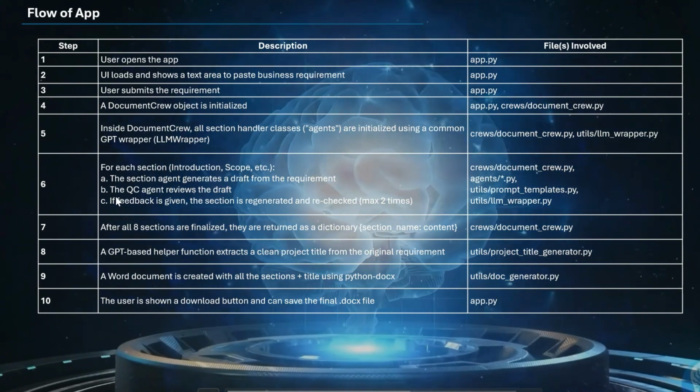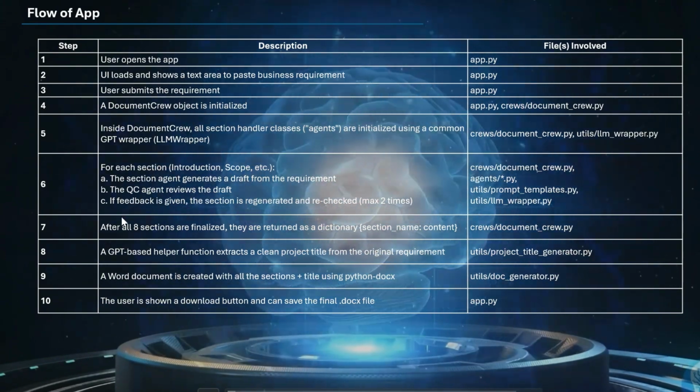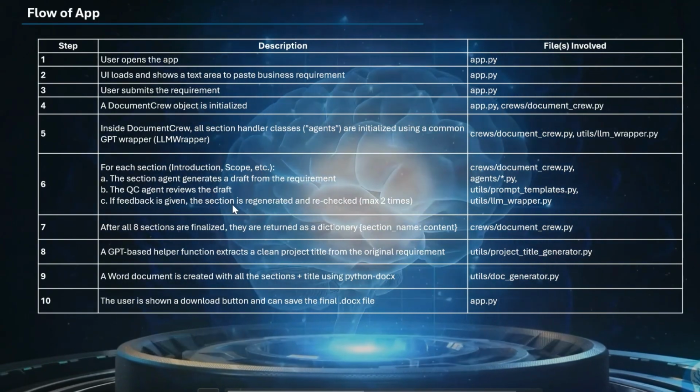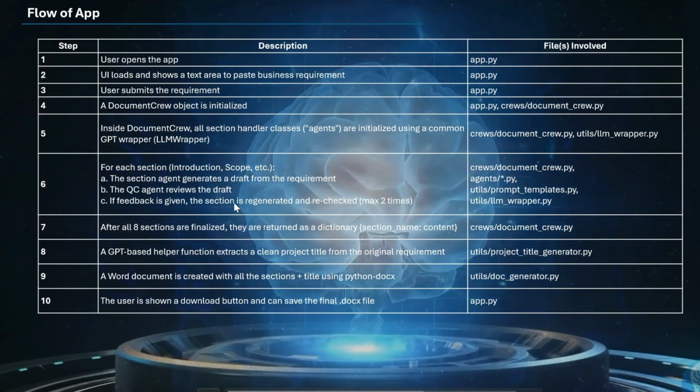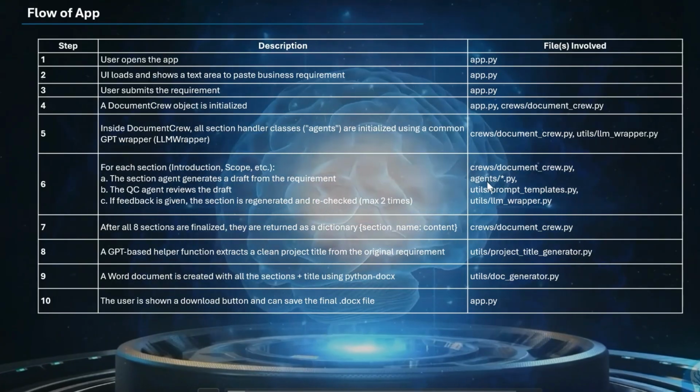It generates a draft and sends it to the QC agent, or the quality check agent, which reviews the draft. After the quality check agent gives some feedback, the draft is rechecked and regenerated, and this continues for a max of 2 times, right? So what are the files involved?